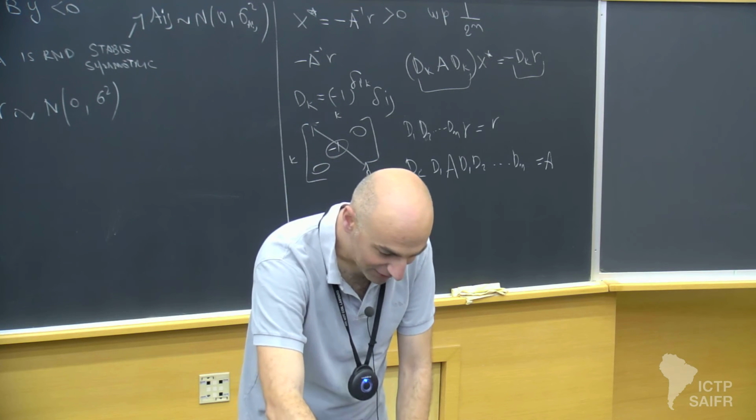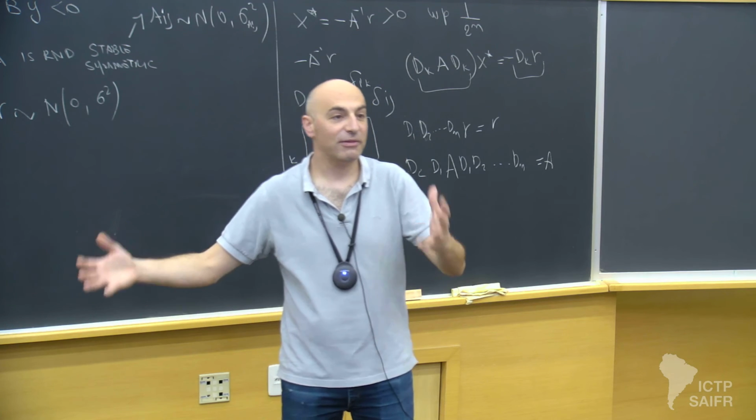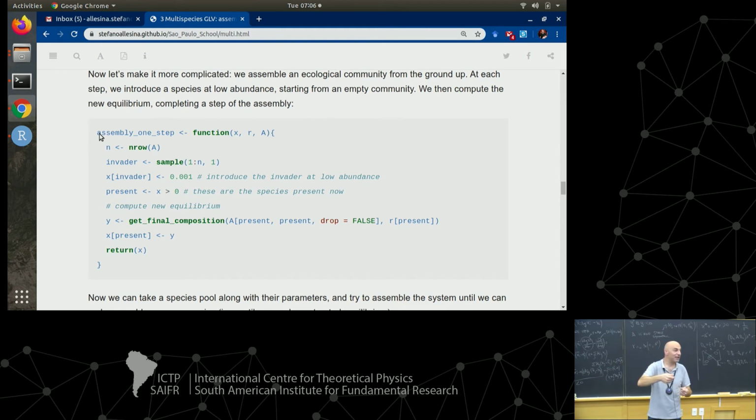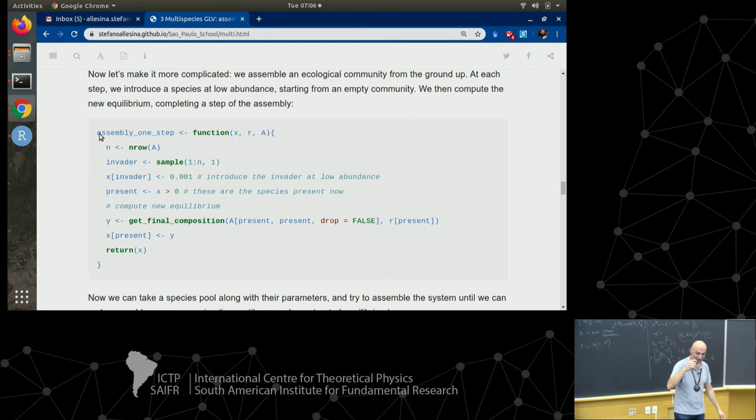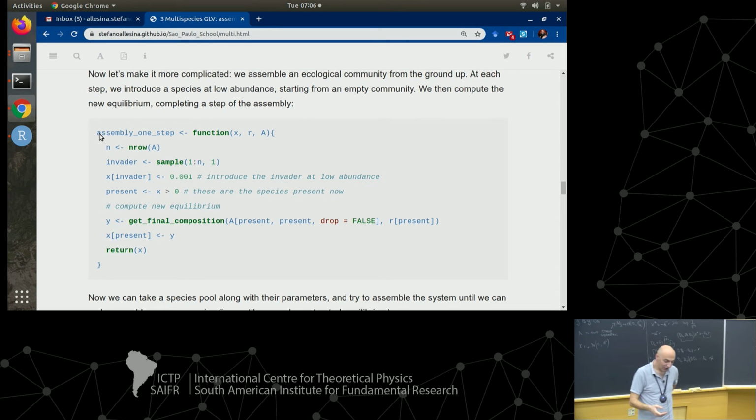All right, so now we're going to make this a little more complicated, right? Because here we did the random zoo, in which we took all the species and just threw them all together at once. And now we want to actually simulate the real process of assembly, in which I put in one species, wait for the dynamics to elapse, put in another species, and then another, and another. So you can imagine the computation is a little more involved.